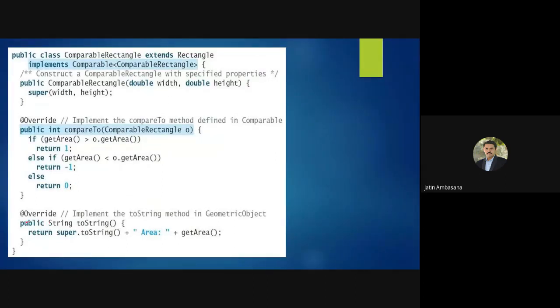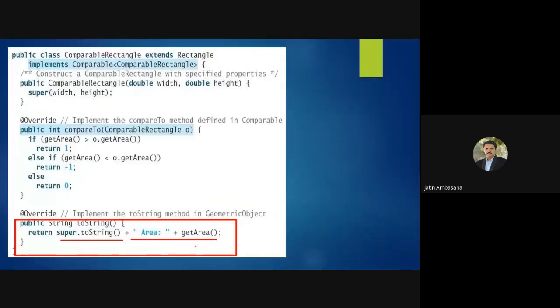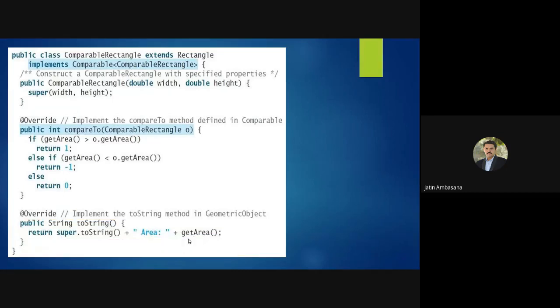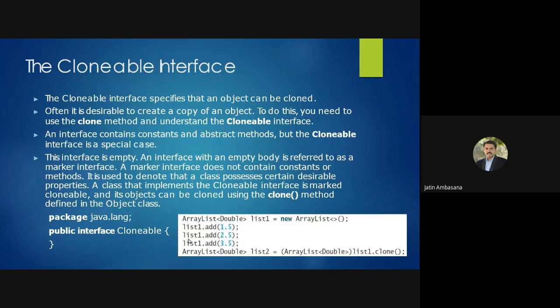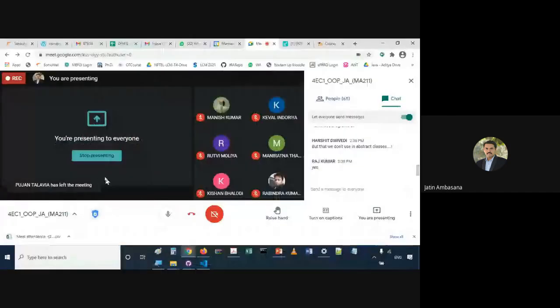Then we also have this toString method where we display the super toString and the area of this particular object. Okay. So that is how you implement the Comparable interface. Okay. That is how you implement the Comparable interface.